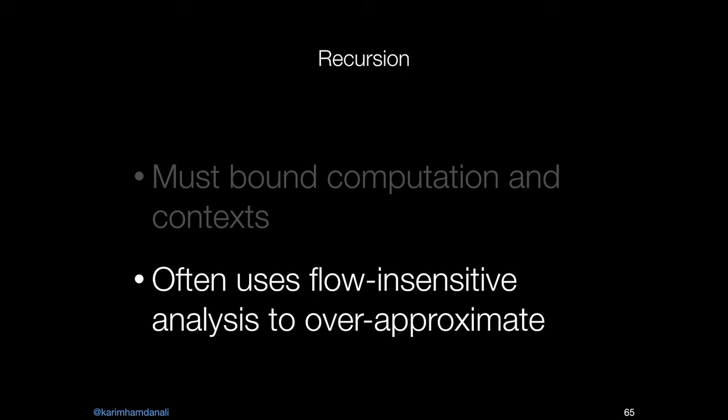Typically, this kind of abstraction would use something that is flow insensitive for this over approximation, because if it is flow sensitive, it would have to model every single iteration of the loop or every single call and return of the recursion, because it respects the order of the instructions, and if it does so, it would have to go on and on until the recursion is over.